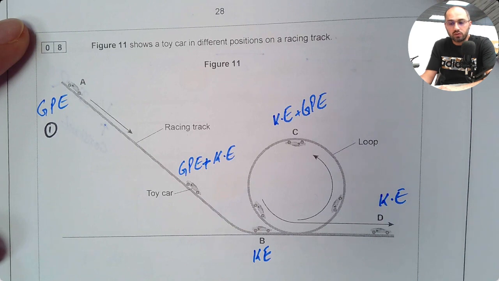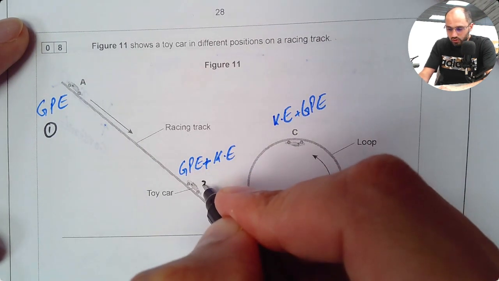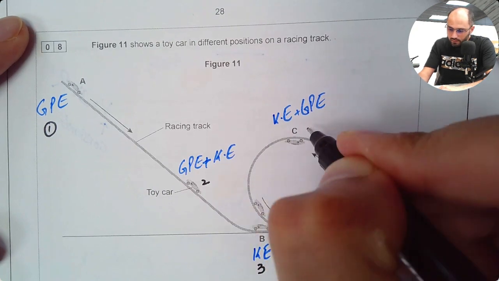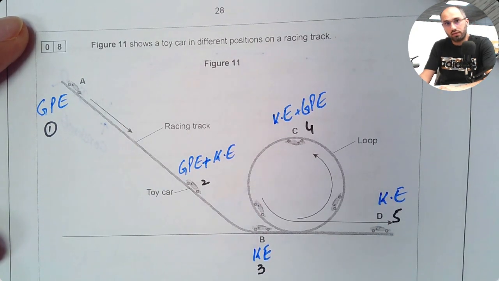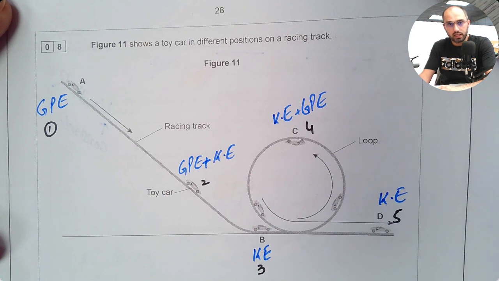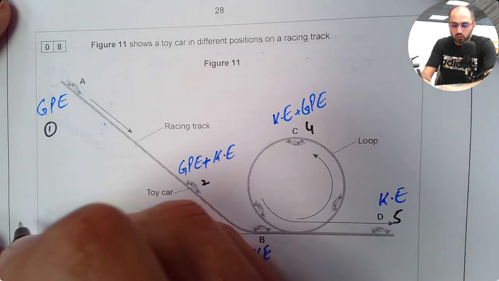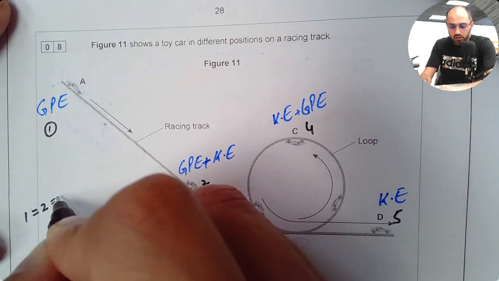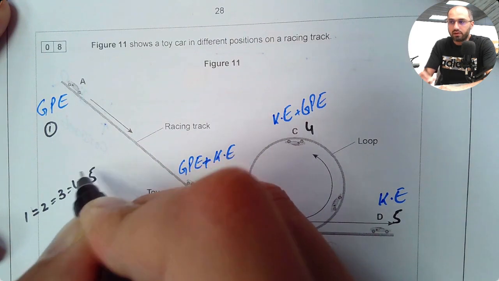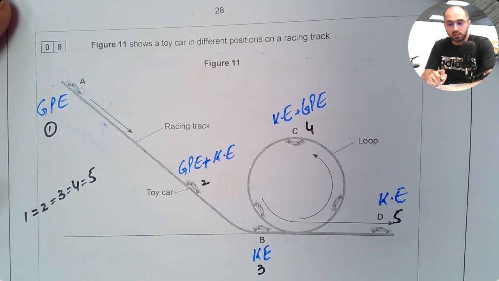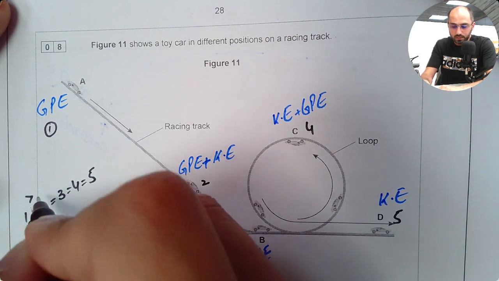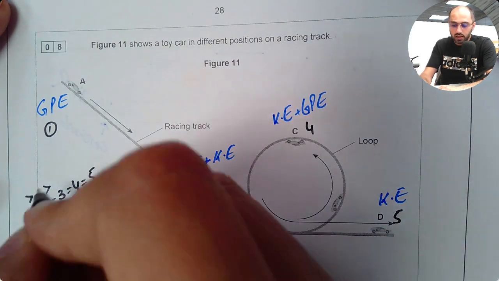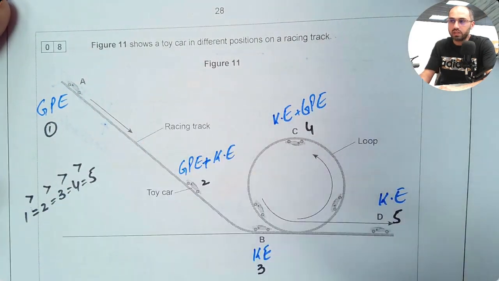I'm going to use numbers for these locations. So 1, 2, 3, 4, and 5. If I assume that there is no loss of energy taking place, then the energy at location 1 will be equal to energy at location 2, and this will be equal to location 3, 4, and 5. But if I do consider losses, for example, due to friction, some energy will go into the surroundings. In that case, 1 will now become bigger than 2, 2 will become bigger than 3, 3 will be greater than 4, and 4 will be greater than 5.